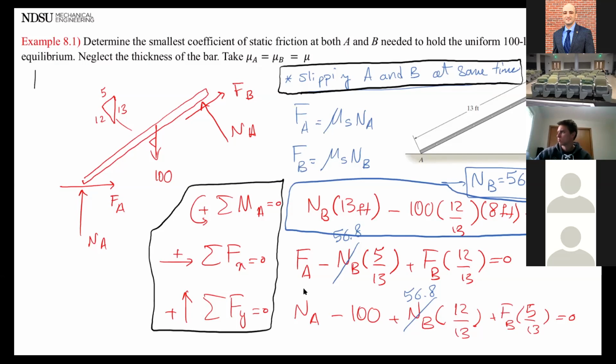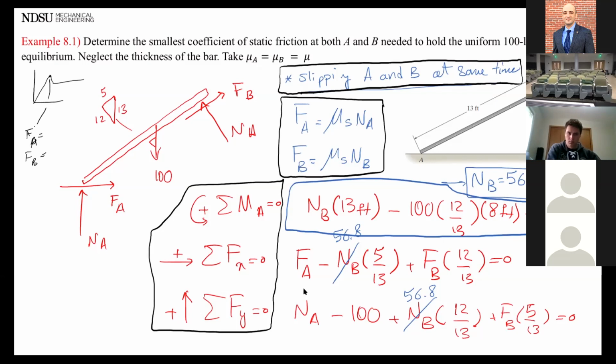In other words, we are reaching that point in the diagram. This is the point we are writing this equation, FA equal mu NA and FB equal mu NB. Okay, so then we have enough equations to solve all of our unknowns. All right. Questions about this?